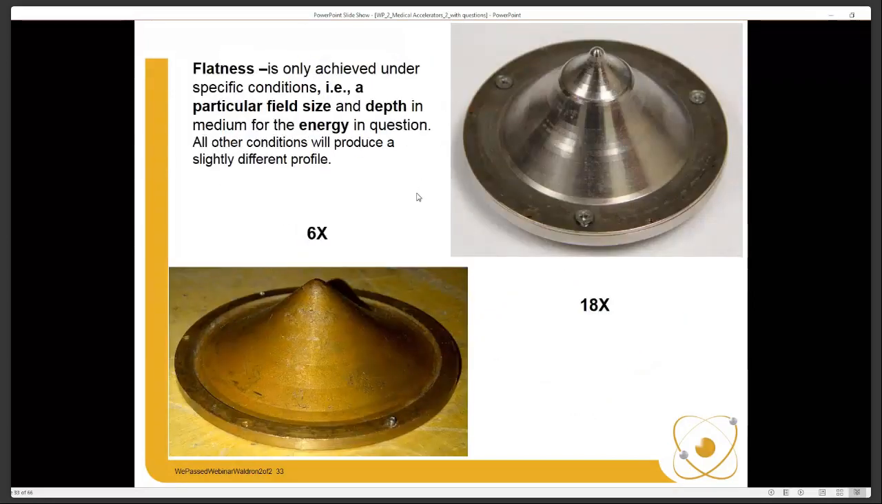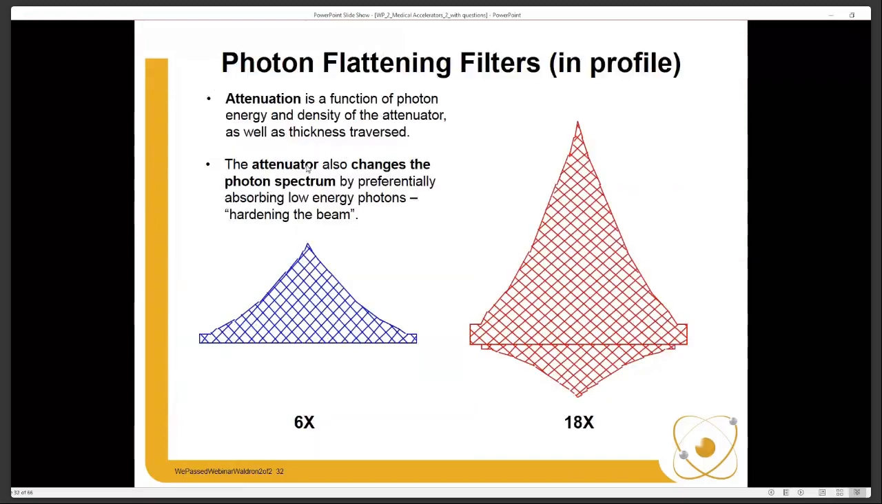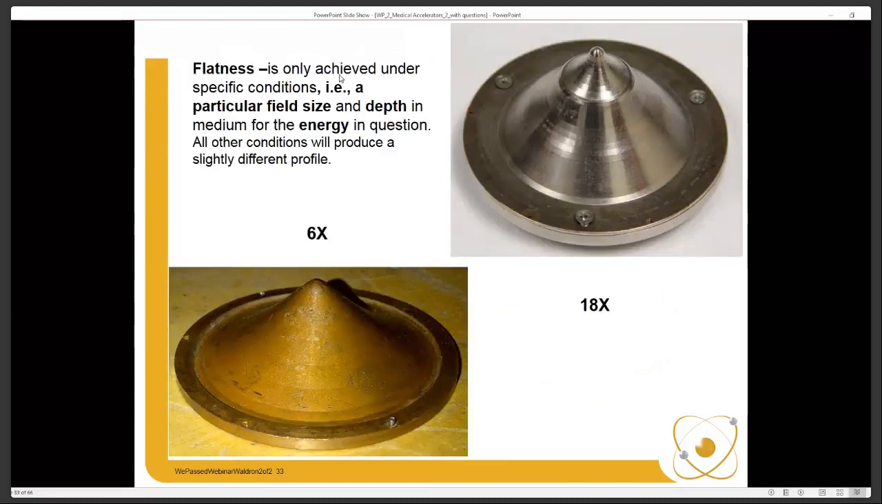It's also a good idea to remember that these do affect the photon spectrum, of course. The beam is going to be more hardened passing through more material, and less hardened towards the edges of the flattening filter. Flatness is only going to be achieved under very specific conditions, and usually it is only defined at a depth of 10 centimeters in water at 100 centimeters SSD. So we have to be careful when we talk about a beam being flat. We usually talk about it in relative terms, but if I want to change the flatness of my beam under other conditions, I'm going to have to change the shape of my flattening filter.